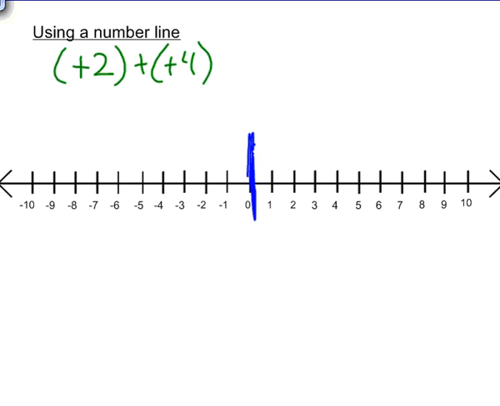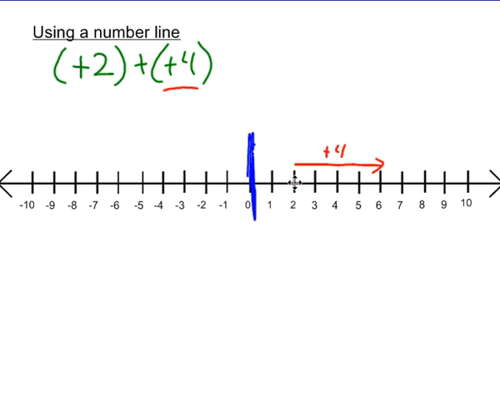An alternative to that, you can do one other thing, still using our arrows. Because we're already at positive 2, we could simply start here. It says positive 2 plus positive 4, so starting at the 2, we can simply go 1, 2, 3, 4. And we can show it that way. So that's the other way of using your arrows.